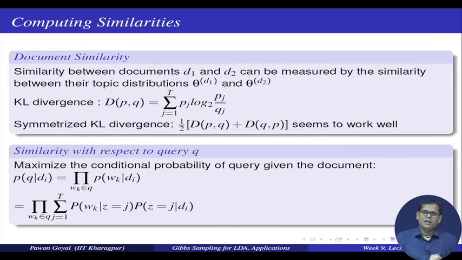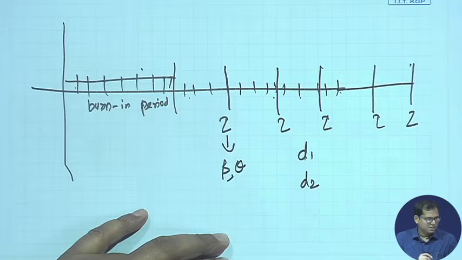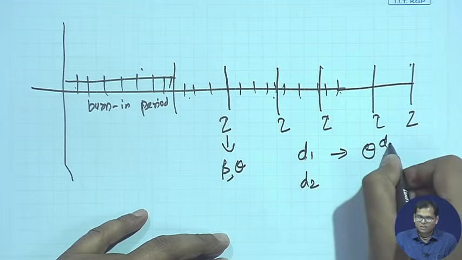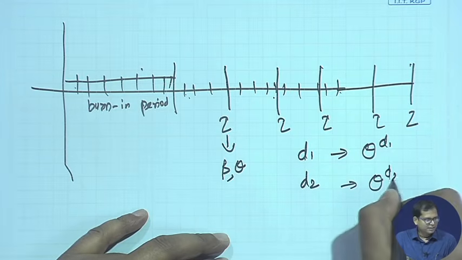So, for example, one very important task is, can you compute similarity between two documents, and how will you do that? Suppose I have two documents D1 and D2. To compute the similarity between them, I will see what their topic distributions are for D1 and D2. If they are similar, I will say that the two documents are similar, but if their topic distributions are different, I will say they are different. So, I find out what is theta for D1, what is theta for D2.